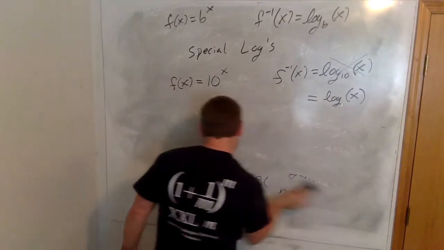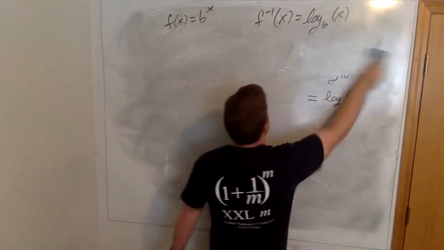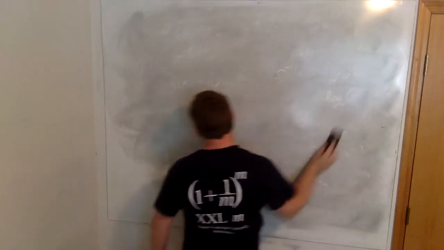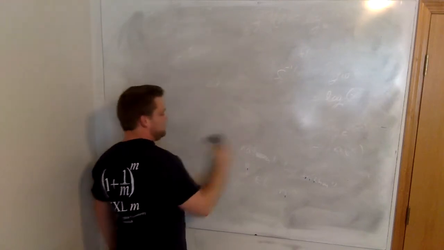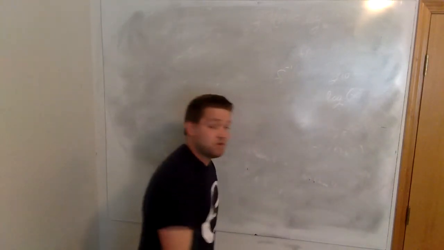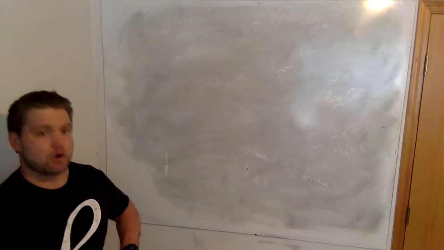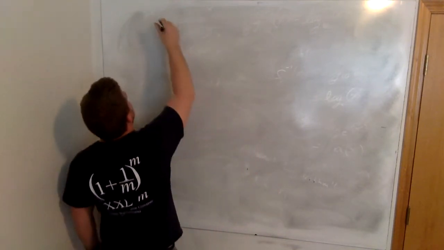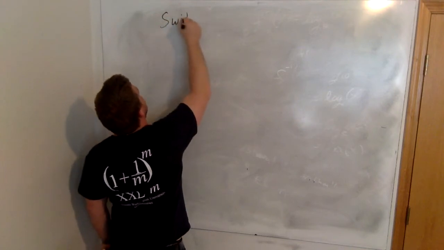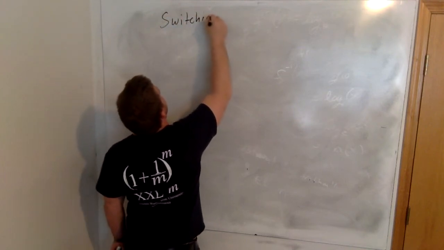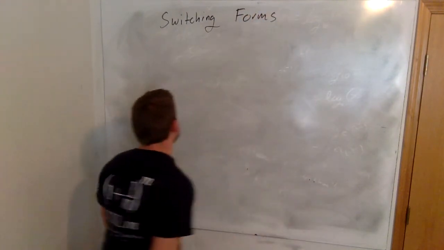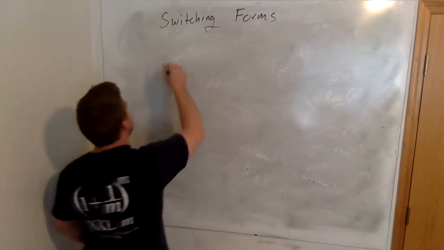What we're going to do here is, we've been doing a lot of definitions. But one very useful thing to do with exponentials and logarithms is switch forms. So a great tool is switching forms. Okay. So there's something that's called an exponential form.